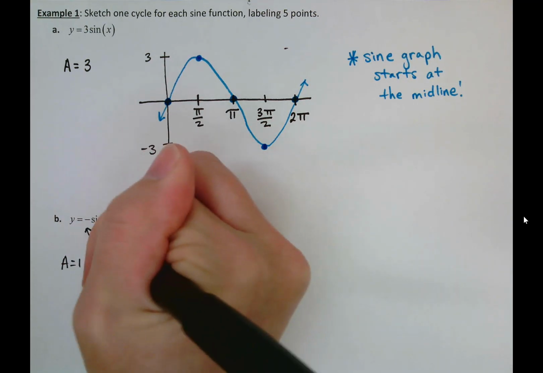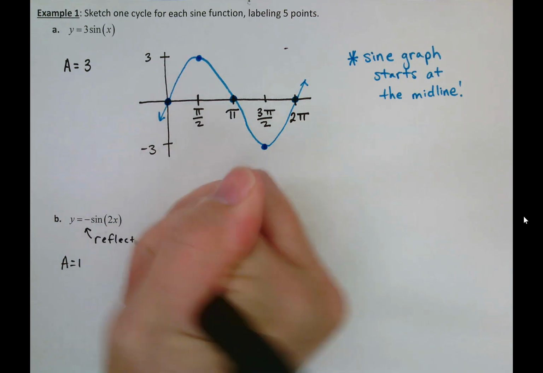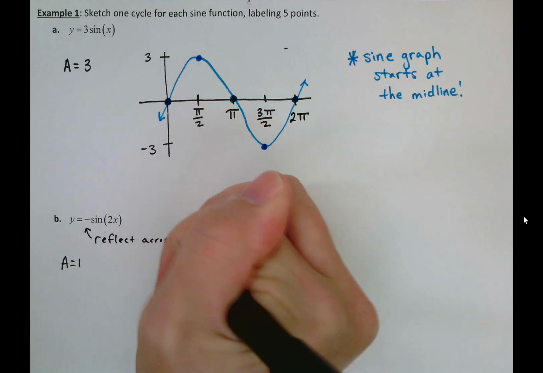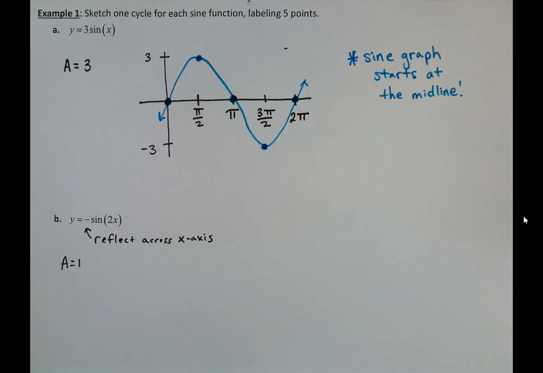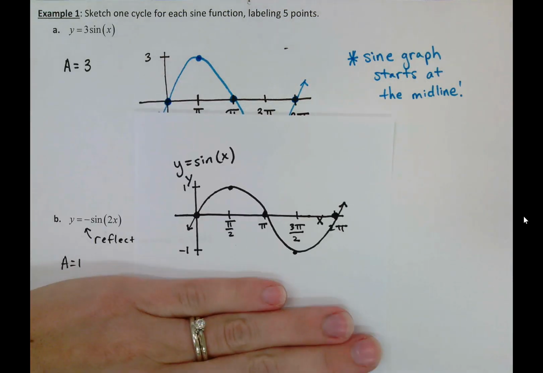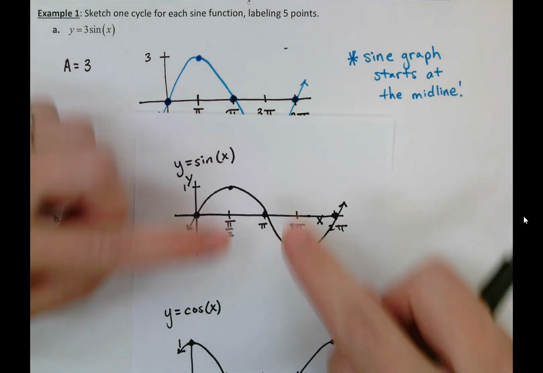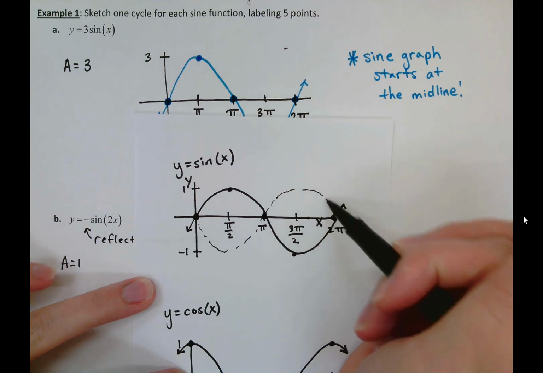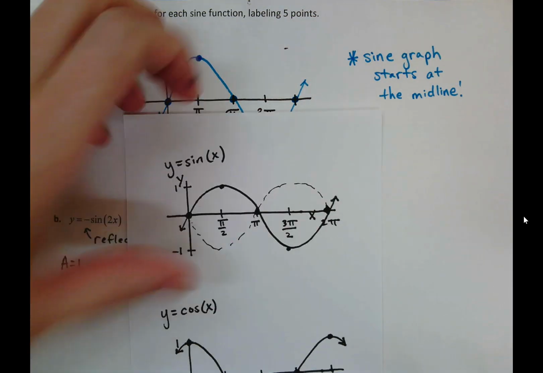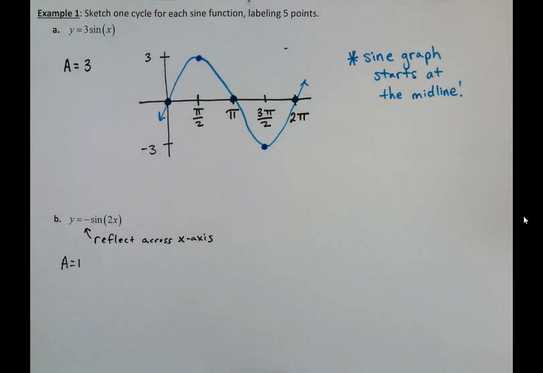However, the negative makes this graph reflect across, hopefully you remember, the x-axis. So it makes all the positive y values negative and all the negative y values positive. So if I were to flip this original sine graph, it would just be reflected. So it would just look like this in my dashed line, okay?